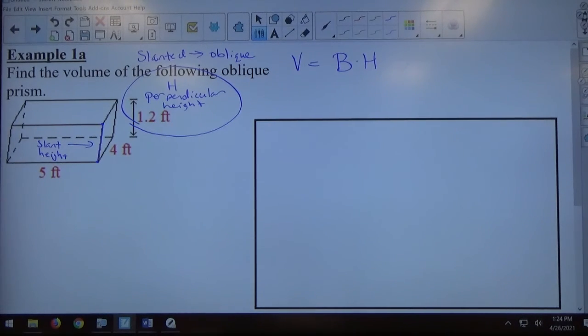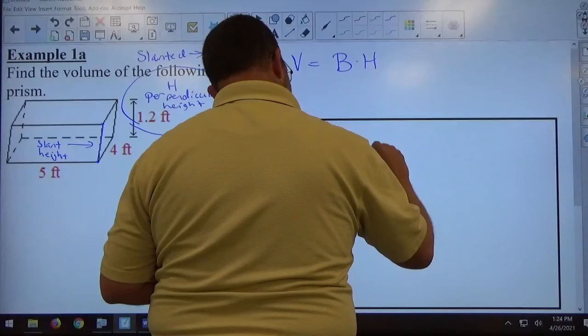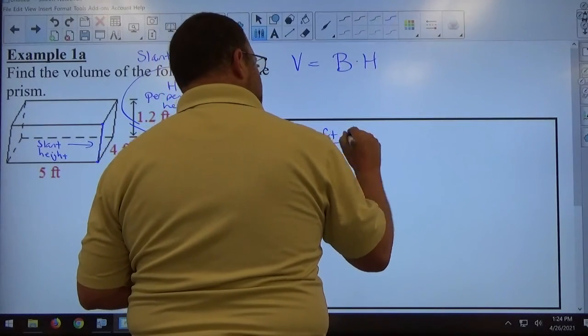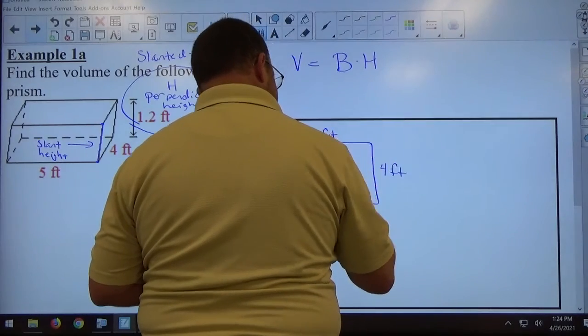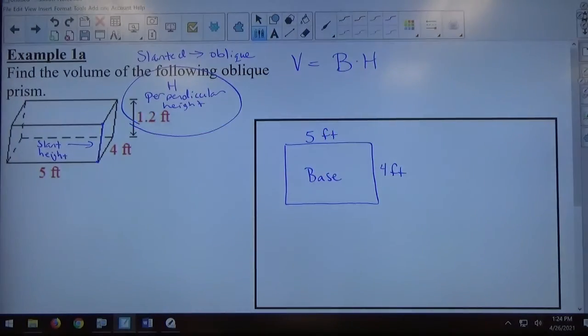So again, this is an oblique prism. It says find the volume of the oblique prism. Step 1, draw a picture of the base that you're going to use as the base. Again, for the sake of being consistent, I'm going to say the base is simply the bottom of this figure. Again, with rectangular solids, I have the option of picking a base. I could have gone front and back, left and right. I'm going bottom, top. Okay, so for a rectangular solid, bottom, top.